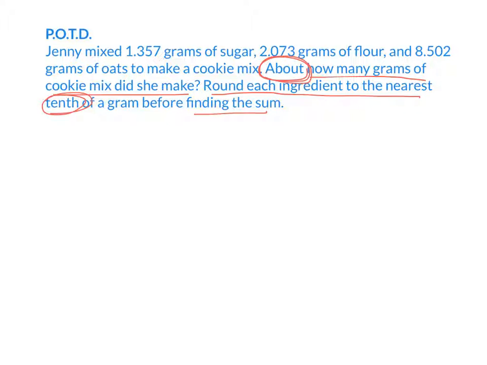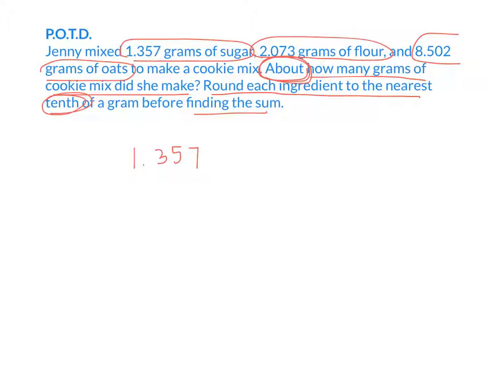What important information do we need to know besides the fact that we're finding an estimate and we need to round everything to the nearest tenth before finding the sum? Sanatin? There are 1.357 grams of sugar, 2.073 grams of flour, and 8.502 grams of oats. Very good. You got it. So these are the different amounts. There's 1.357 grams of sugar, 2.073 grams of flour, and 8.502 grams of oats. Okay, are we ready to add?